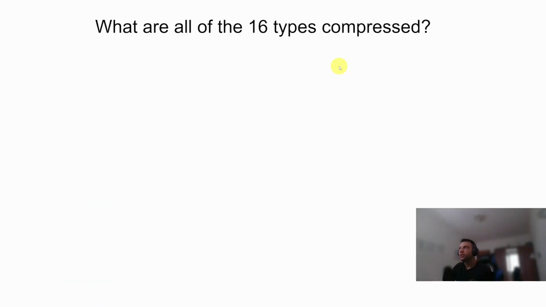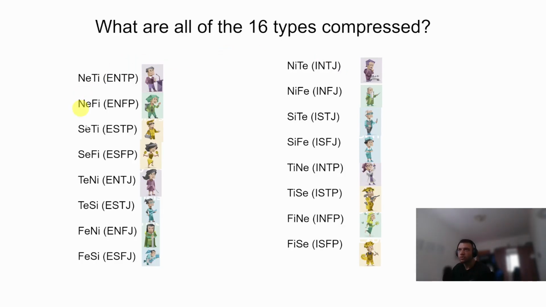Okay, so we can do this now for all 16 types and we can compress them all. So here are all the 16 types compressed. You can see here NETI, NEFI, and so on and so forth, using the first and second function of the cognitive function stack for each personality type. And also in parentheses, you can see how this type corresponds to the MBTI notation that is commonly known. So the NETI is the ENTP, the TENI is the ENTJ. If you don't understand how to map those two, we have another video about this on the channel, so you can go and check this out. And also I have attached the pictures related to the MBTI type, if somebody's familiar with those, just to make sure we understand how this is mapped.